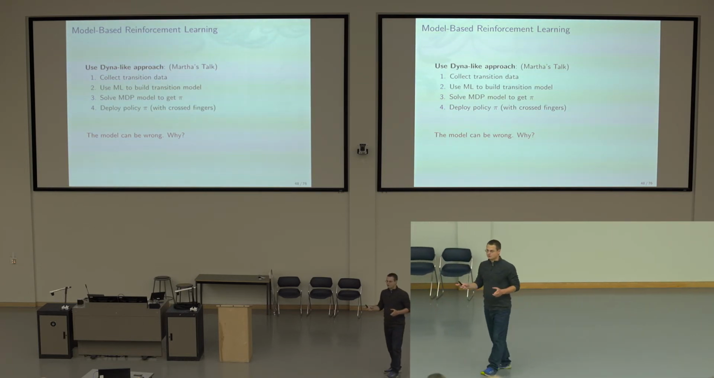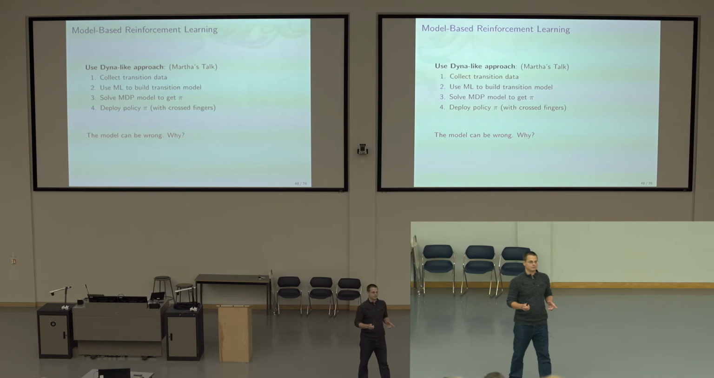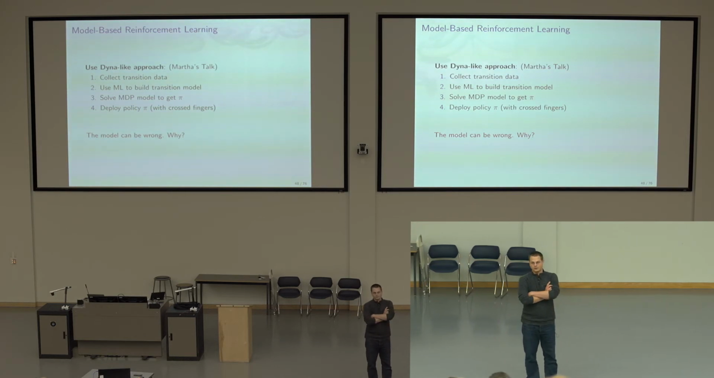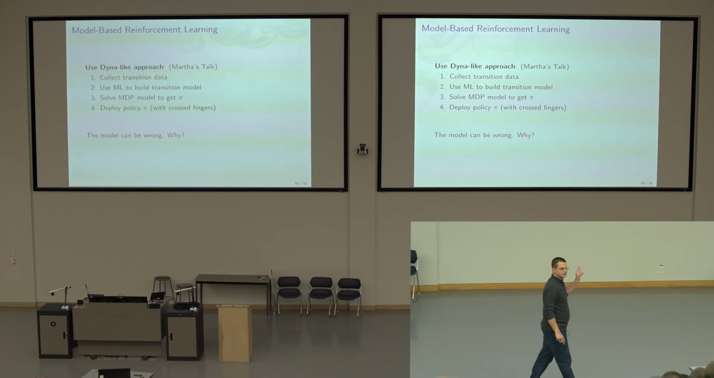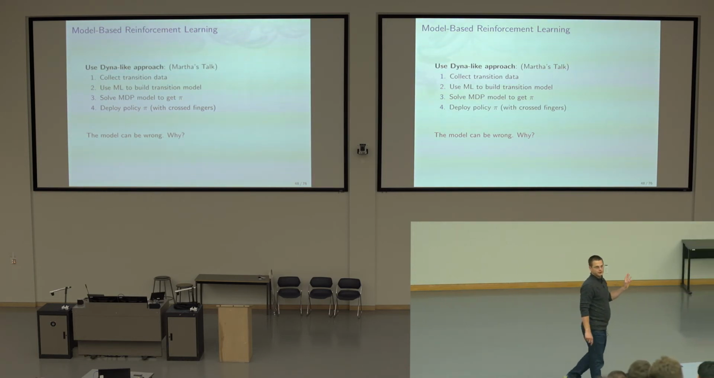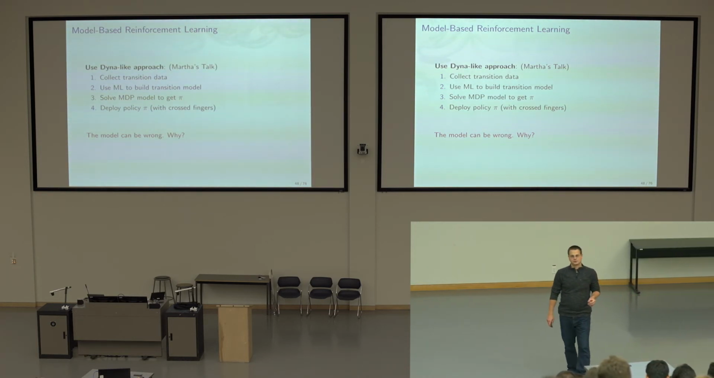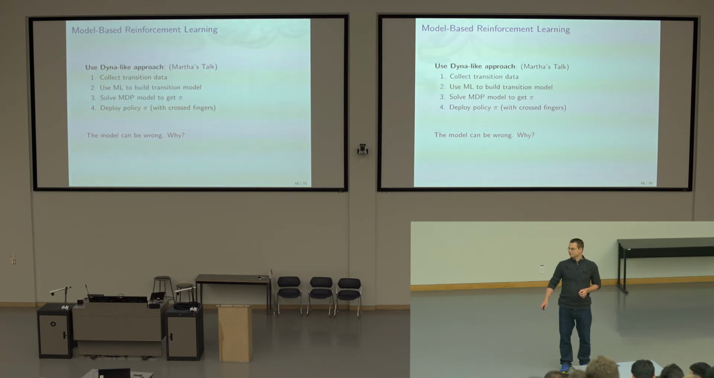The model can be wrong. Why can the model be wrong? What do you think? What are the main reasons why a model constructed this way may be wrong in reinforcement learning? Not enough data. Good answer.